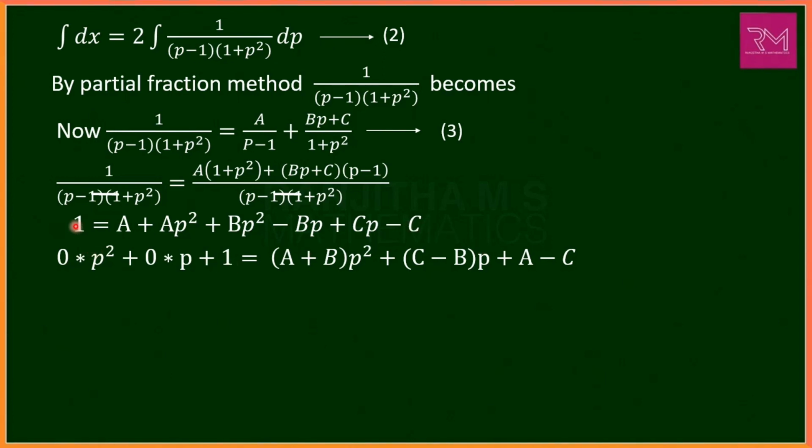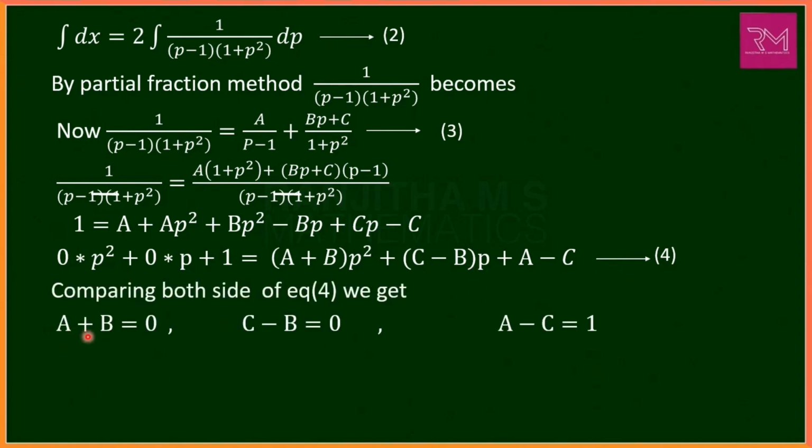In the right hand side we have only one term, so we can take it in this form. Here we have (a plus b) into p square plus (c minus b) into p plus some constant value a minus c. Call this equation number 4. Here comparing equation 4 on both sides, we get a plus b equal to 0. Similarly, c minus b into p, here we have 0 into p, so c minus b is 0. Here we have 1 equal to the constant a minus c, so a minus c equals 1. So comparing, we get a plus b equal to 0, c minus b equal to 0, a minus c equal to 1.